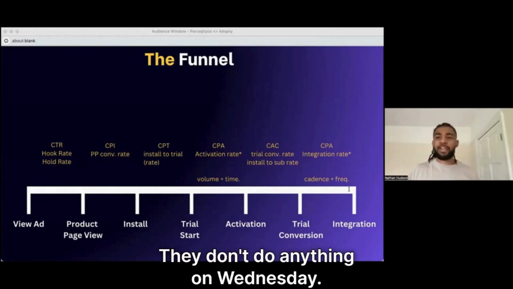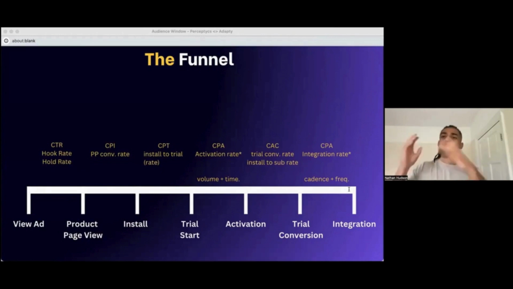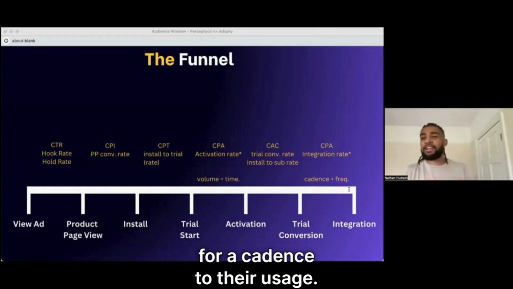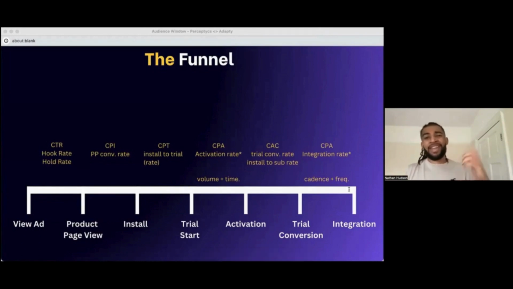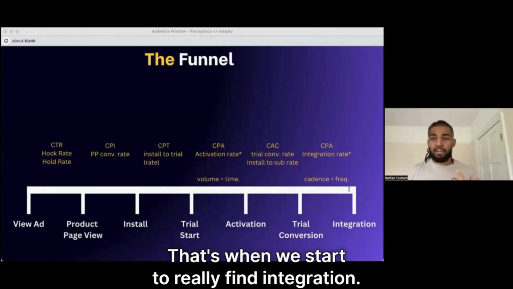They don't do anything on Wednesday. That's a shame. Thursday to Friday, 5 events. Sunday to Monday, 5 events. But we're looking for a cadence to their usage. That's when we start to really find integration.